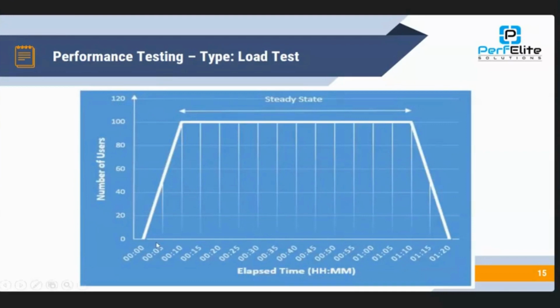If you see this graph, the users were not ramped up simultaneously. If all users had started at the same time, you would see this graph as a straight vertical line, but you can see a slanting line here. That means users are taking a time gap, and it took around 10 minutes to ramp up all the users. Let's say we are running a test with 100 users. This is the number of users graph, and this is the elapsed time. When we started our test, users came onto the application one by one, and it took 10 minutes for all of them to come in.